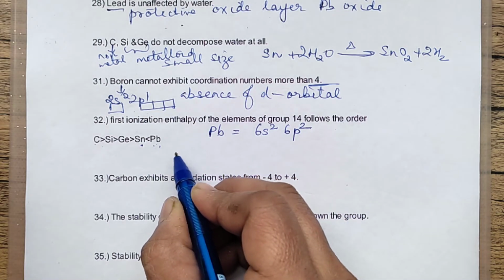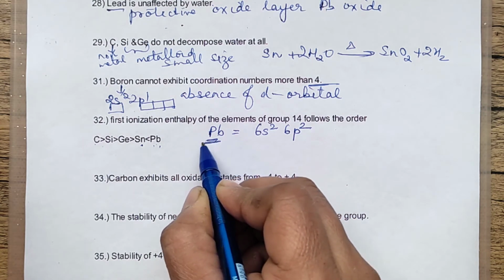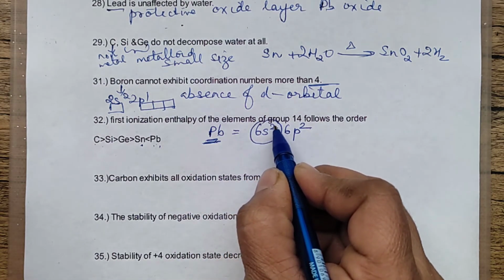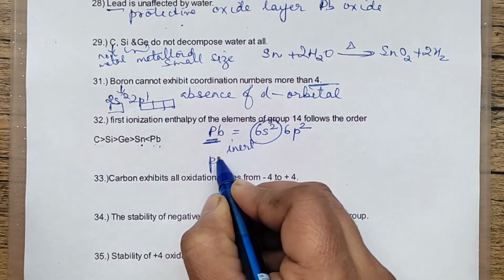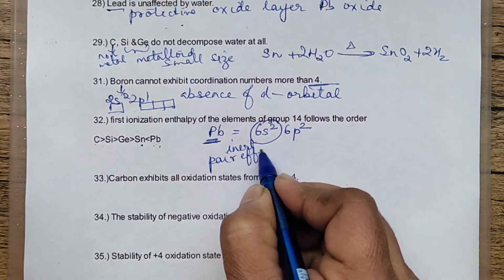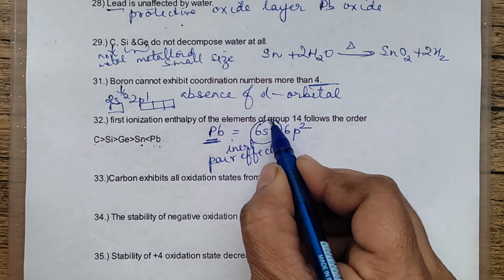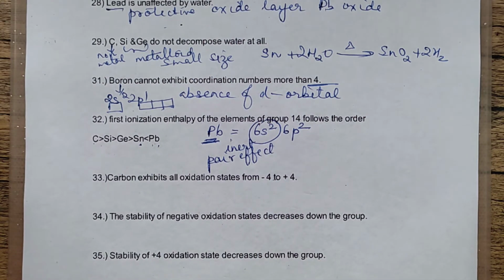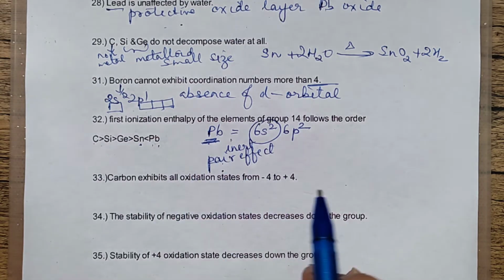So before that there are lanthanides. It is one of the post-lanthanide elements. In all the post-lanthanide elements, we know that the 6s pair becomes inert. The effect is called the inert pair effect. So due to inert pair effect, which is one of the consequences of lanthanide contraction, this 6s2 does not participate in the bond formation. And moreover, due to lanthanide contraction, the size of lead is less.